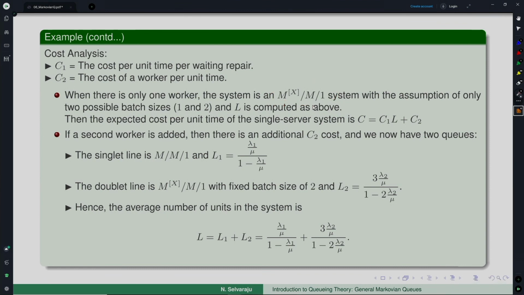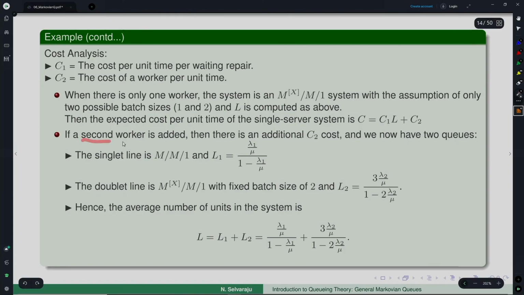Now, suppose you are adding a second worker. What did we do? When the second worker is added, we decided that this new worker will handle exclusively the two-defect items, while the original worker will handle the single-unit items, the single-defect items. When the second worker is added, remember the additional C2 cost. We are assuming that both workers have the same costs C1 and C2. If that is not the case, then of course you have to change it.